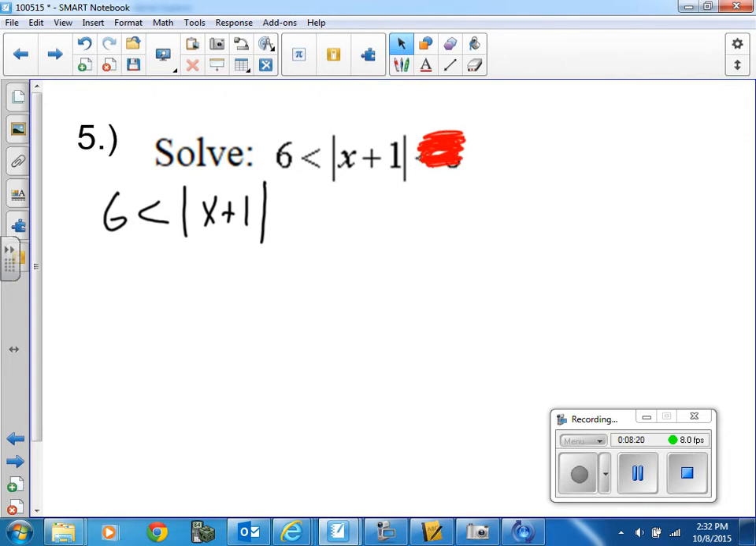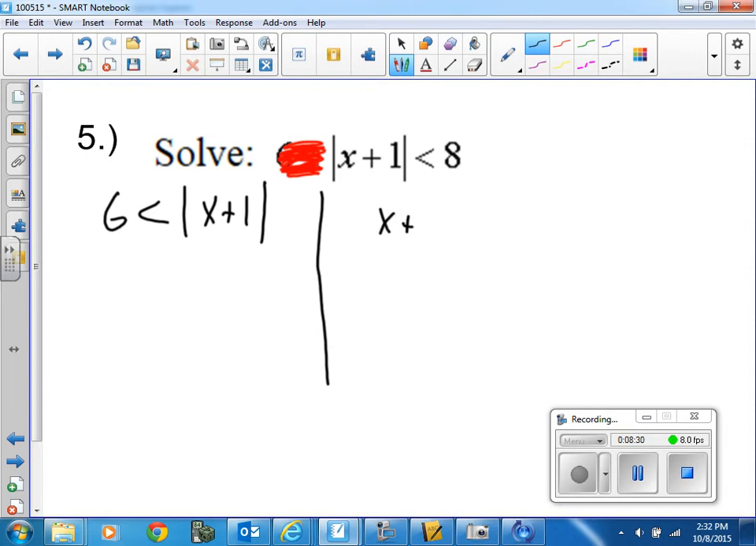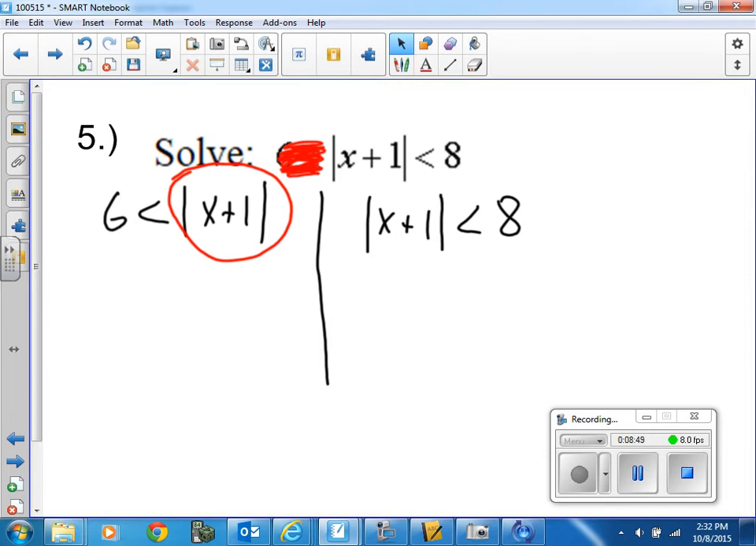Now I'm going to take this, move it over here. Now we're going to look at it from this perspective. We're going to have the absolute value of x plus 1 is less than 8. Okay, now all we have now is 2 different inequalities with absolute value. That's all. It's not complicated. All right, now we're going to go ahead and solve each one of these. The absolute value is already all by itself in this one. So we can go ahead and set up our 2 inequalities.